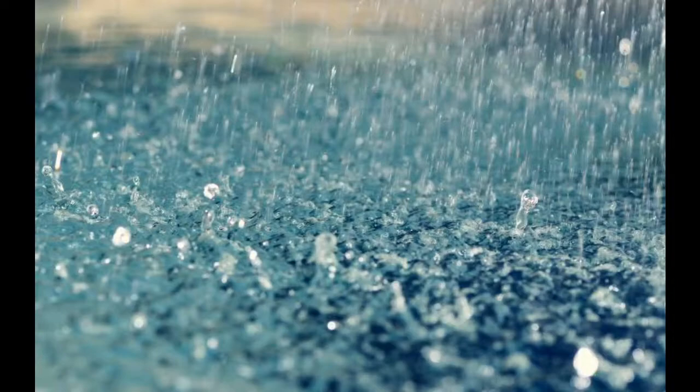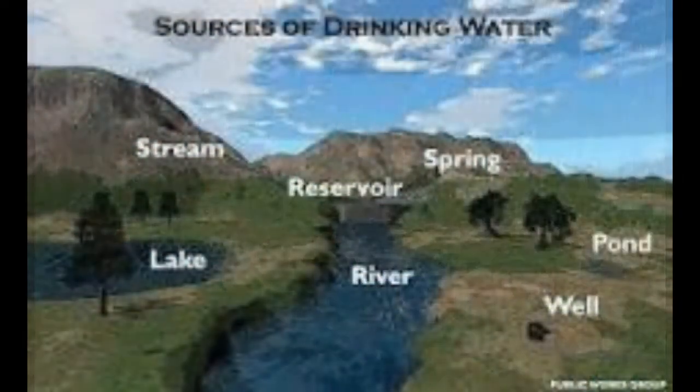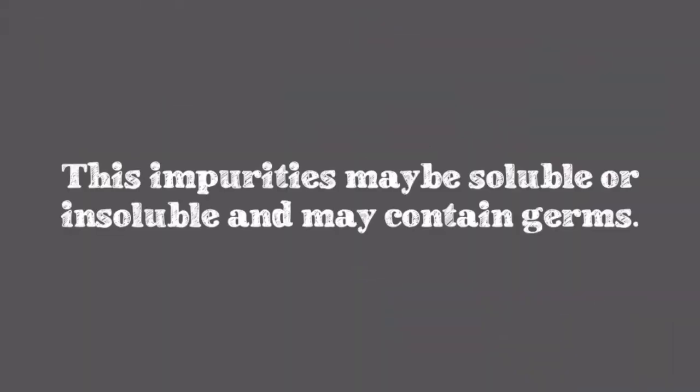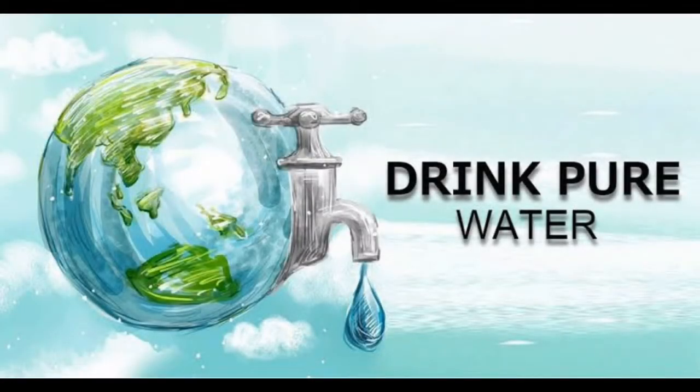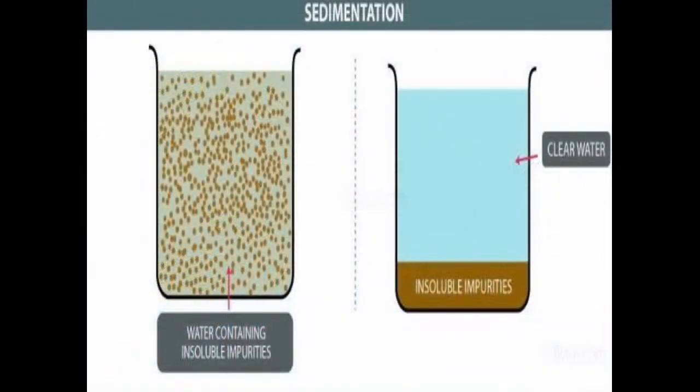Rain is the purest form of water. Water in wells, rivers and lakes has many impurities. These impurities may be soluble or insoluble and may contain disease-causing germs. So, water must be purified before use. Here, we will discuss a few methods.